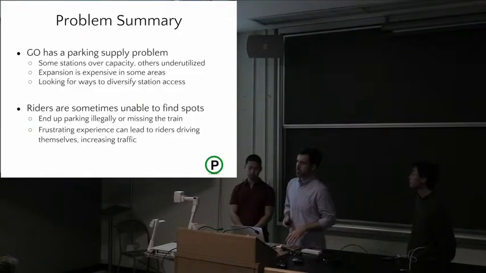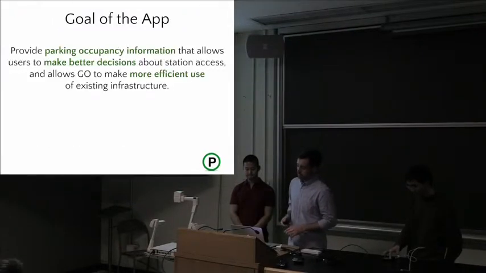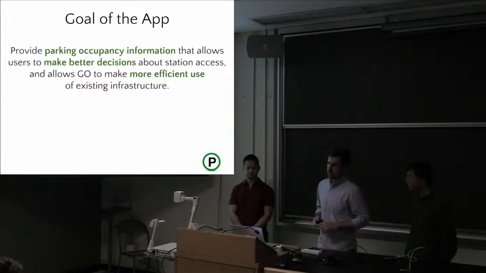So there are really two problems here. Go is having a problem with their parking situation, and riders are increasingly unable to find fast, cheap, convenient parking to access the system. So the goal of our app is to provide users with parking occupancy information to help them make more efficient access decisions, whether that means driving to a different station or maybe walking, cycling, or taking local transit to Go. It also will help Go make more efficient use of their existing parking supply.